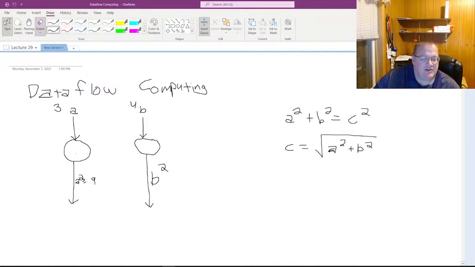Now nothing changes about the computer when it does this node. The node just stays the same. Every time it gets data, it simply squares it and pushes it out the output. That's all it does. And the same thing for B. So we say that this is going to be a 4 here, and it's going to square that, and that would be equal to 16 then.